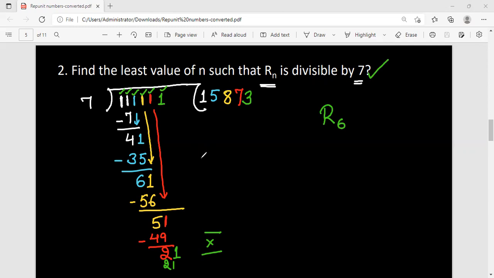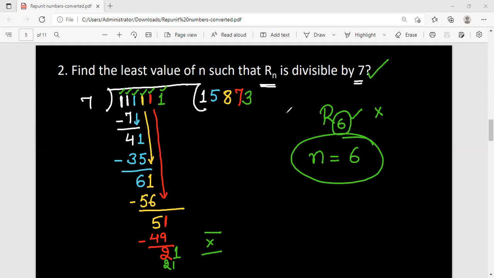So what should be the answer for this question? Can you say R6? No. But read the question language also. Find the least value of n. We are not interested in which repunit number will be divisible by 7. Our question is what minimum value of n should we keep so that it becomes divisible by 7. R6 no doubt is divisible by 7, but here I am asked only the value of n. So what should be the answer? It should be 6, right?